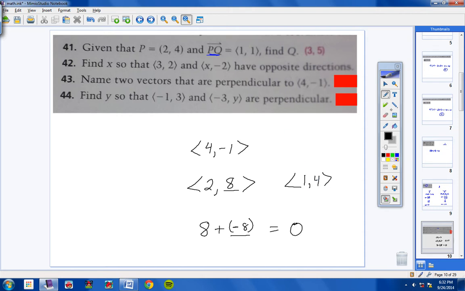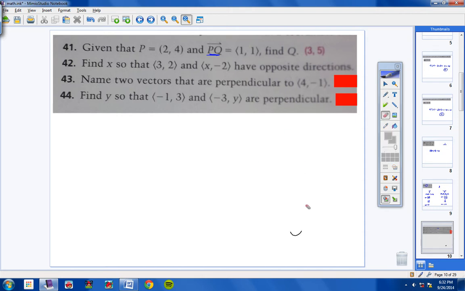All right. Moving on to number 44. Find y so that these two vectors right here are perpendicular. Okay, no problem. We just did this. -1, 3 times -3, y. Now you want to get out 0, right?